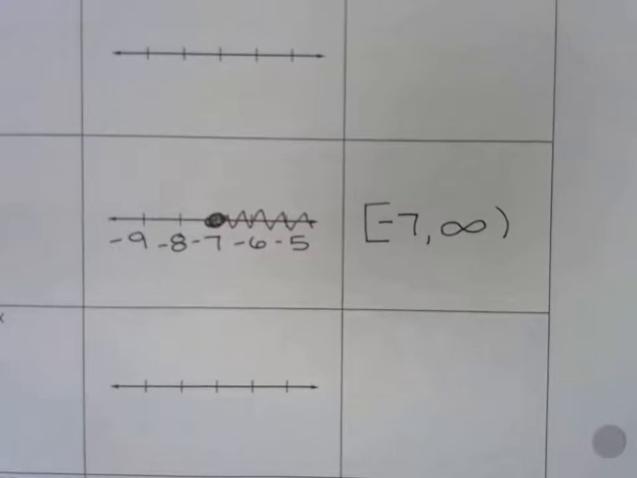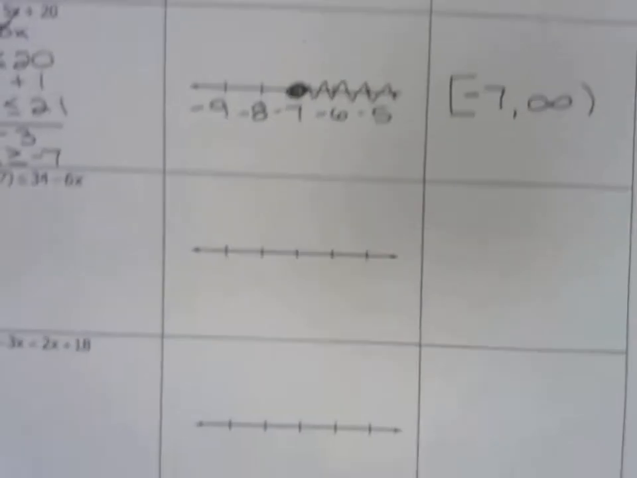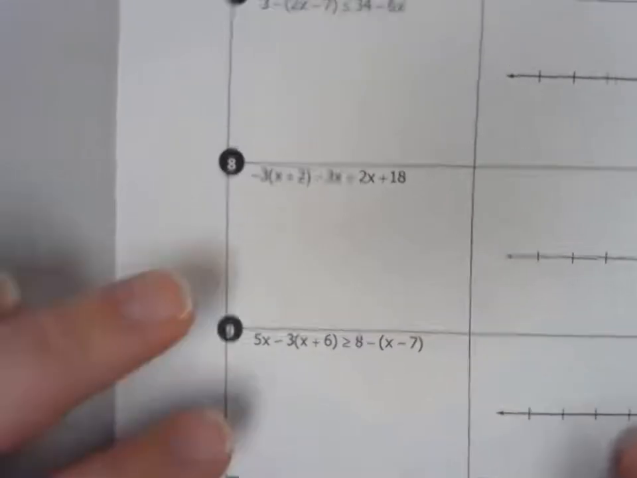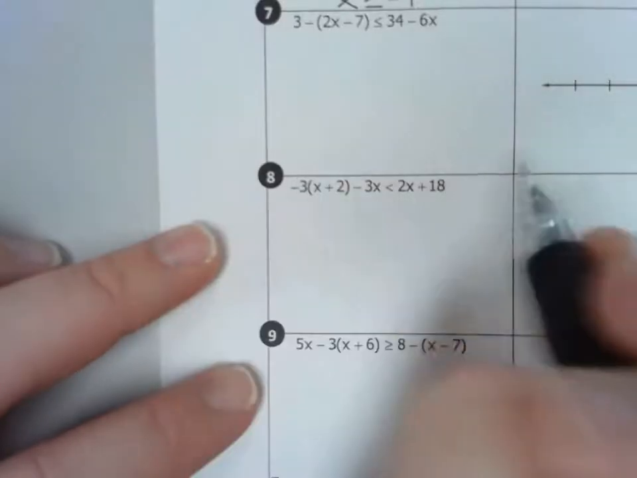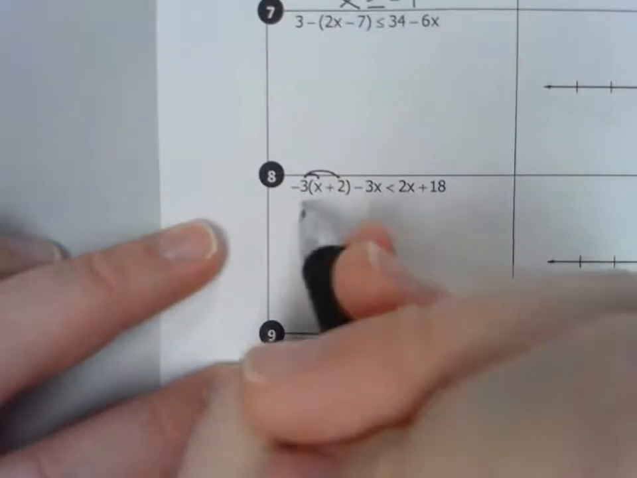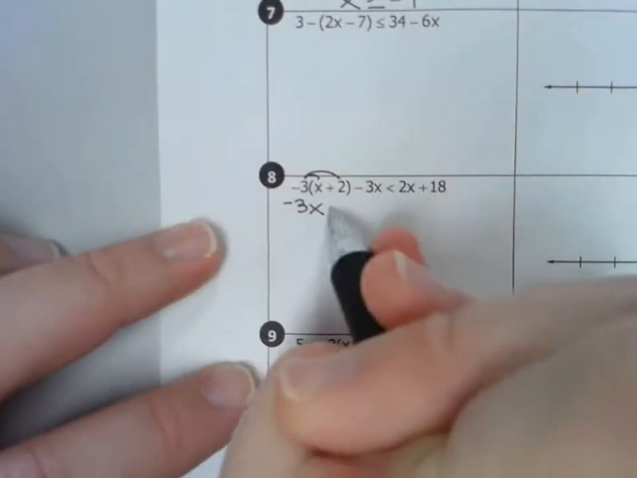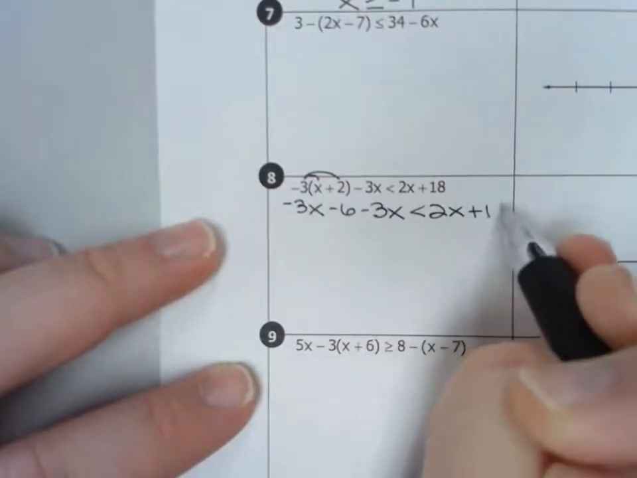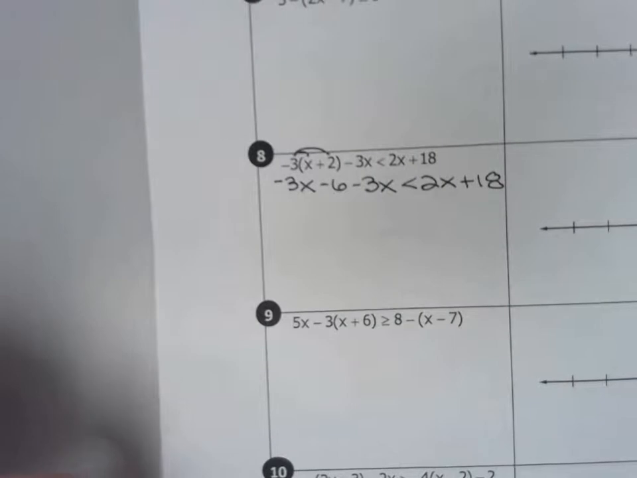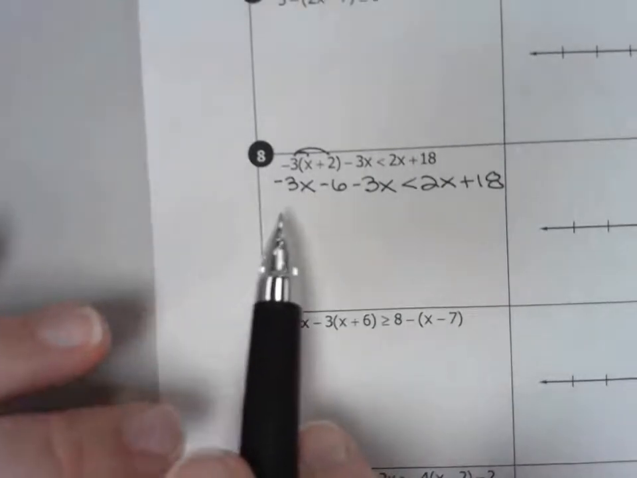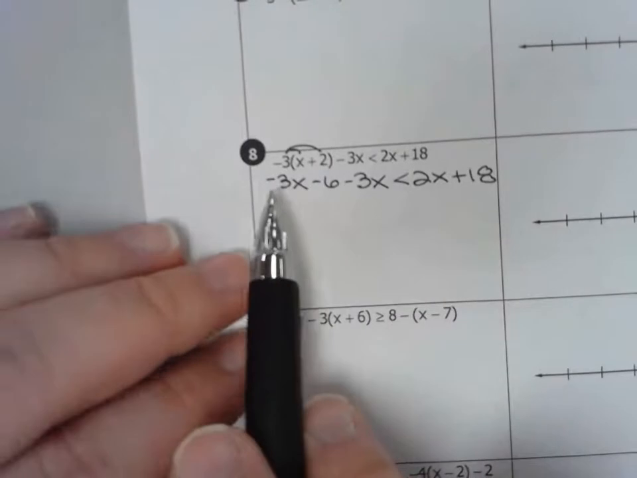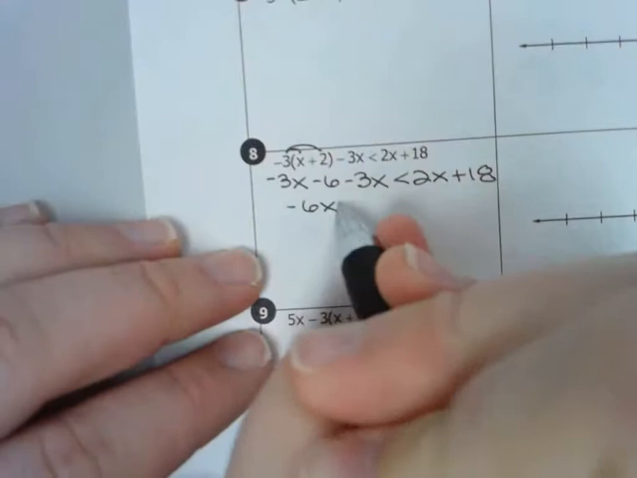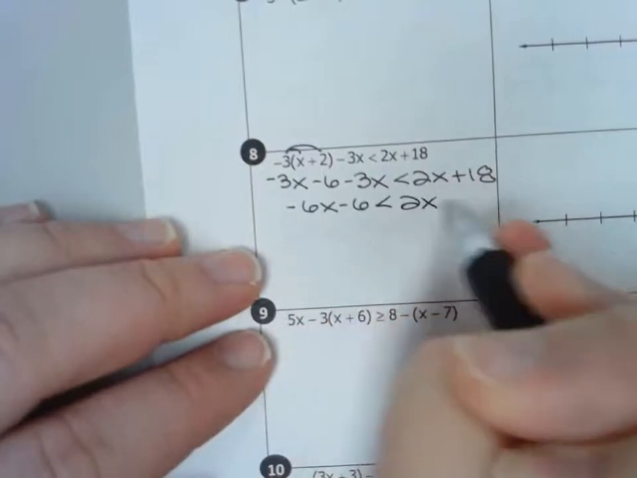Okay, let's go ahead and look at another one. Let's look at 8 real quick. If I look at 8, let's distribute the negative 3 first. So negative 3x minus 6 minus 3x is less than 2x plus 18. So always distribute first. And then look at your left and right side to see if there's anything I can put together. Is there anything I can put together on the left side? Well, I can put together the x's. So negative 3x minus 3x, negative 6x minus 6 is less than 2x plus 18.